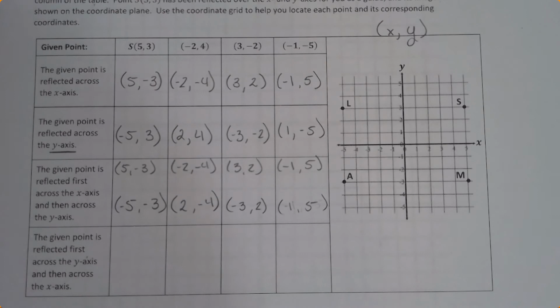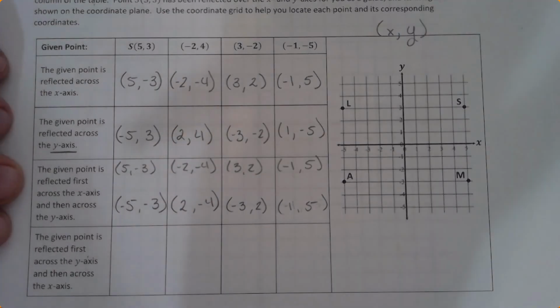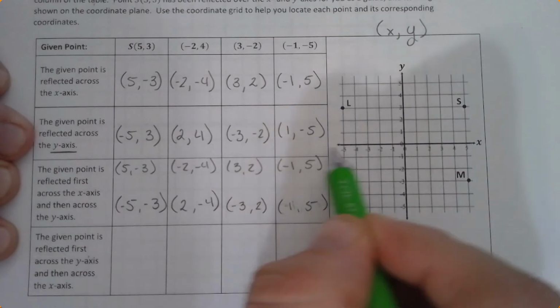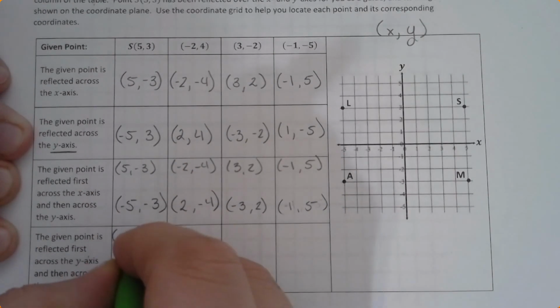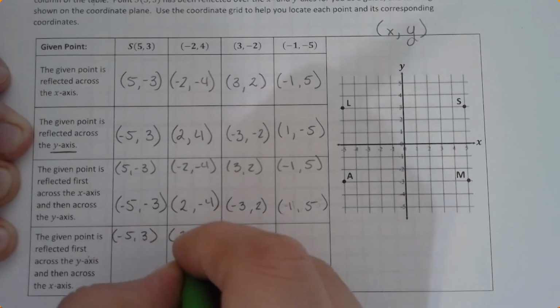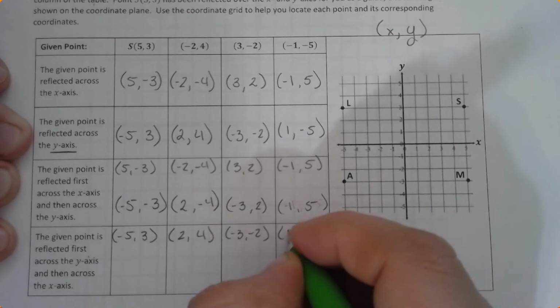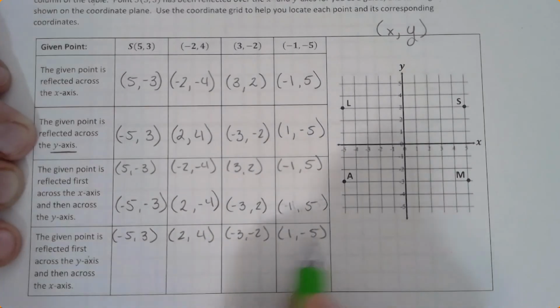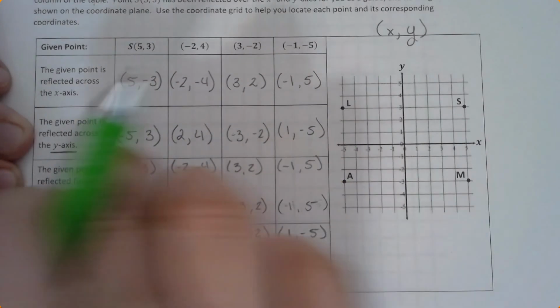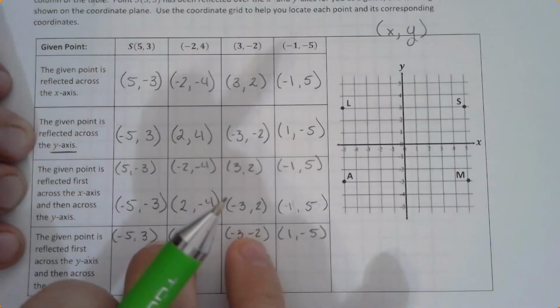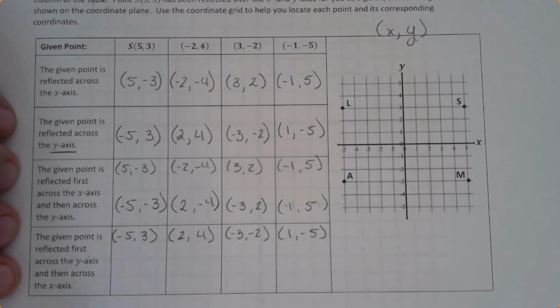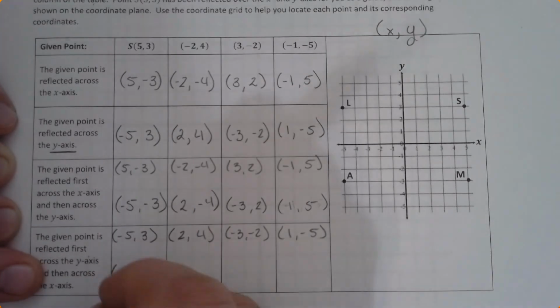And I'll show you that, because watch. Now the fourth column says the given point is reflected first across the y-axis. So now we're using all the y values that we originally had: -5, 3, 2, 4, -3, -2, and then 1, -5. That's reflecting across the y-axis. We've already done that, so all I had to do was take this row and copy it into this column. Now I'm being reflected across the x-axis, and in this situation, the x values are all identical, and the y values become opposites. So now we get a -5, -3.